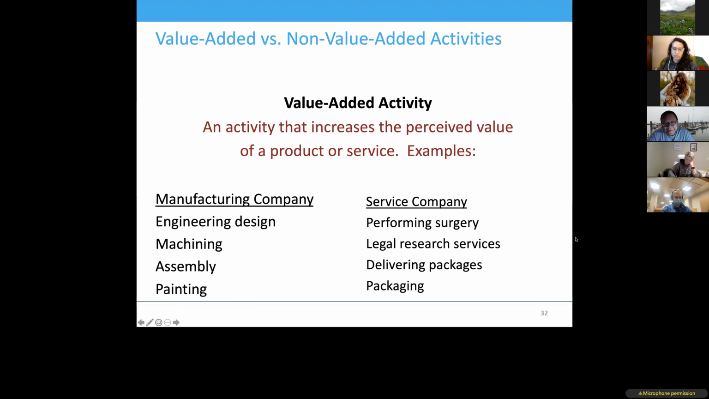Okay. Service company. So for example, a doctor performing a surgery, that must be value added. Of course, it must be a very good doctor. If it's a bad doctor, of course, that's not a good activity. So performing surgeries, and legal research services, like lawyers, okay? And delivering packages, packaging, right? All these activities are the value added activities.